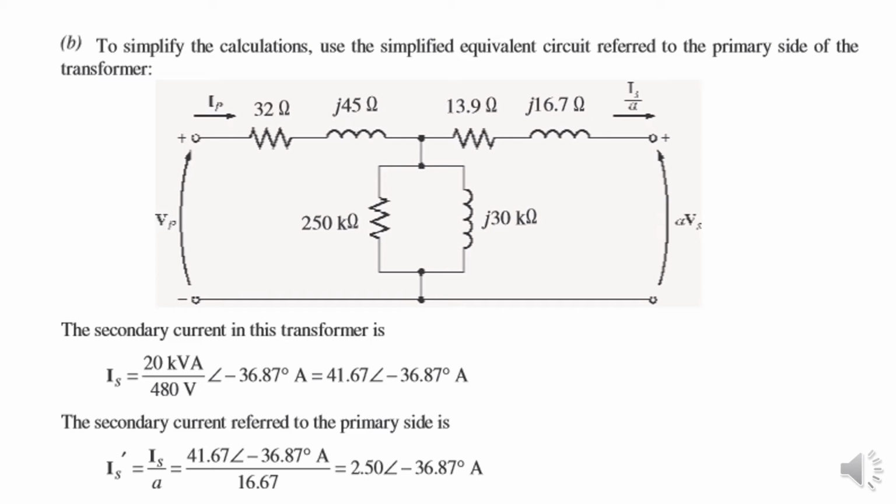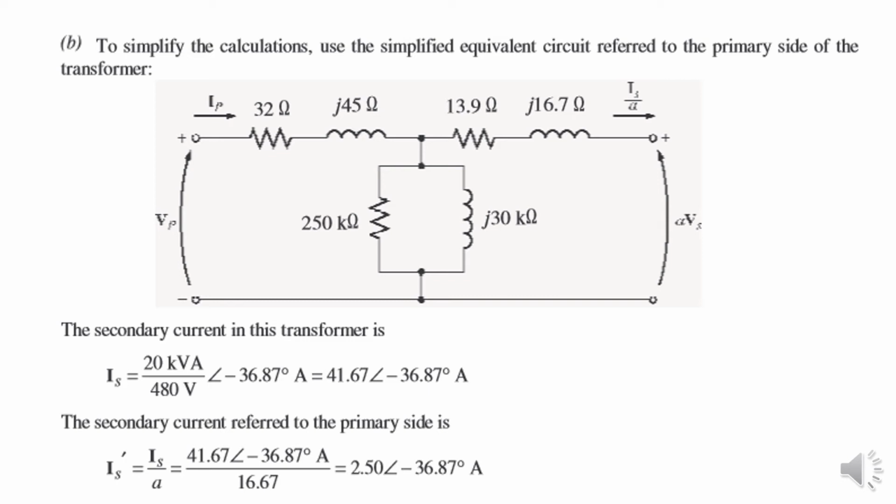So likewise, we can find the Is value. I will repeat this one again. 20 kVA is the rated apparent power. Apparent power means Vs multiplied by Is. So if I divide the apparent power by the voltage of the load, which is given as 480 volts, we get 20 kVA divided by 480 volts, which is equal to 41.67 amperes. That is the magnitude of the secondary current.